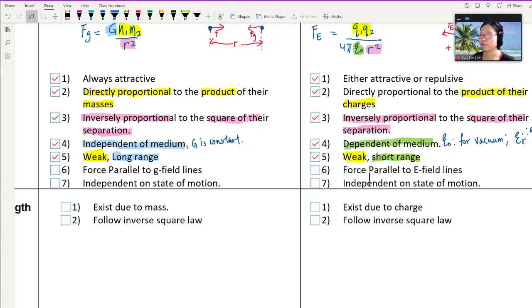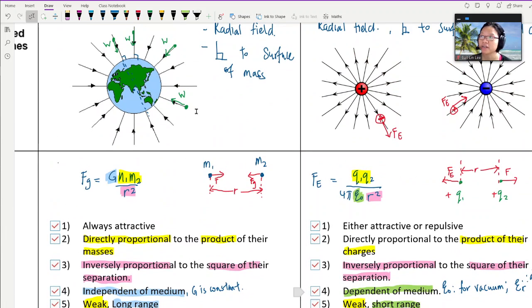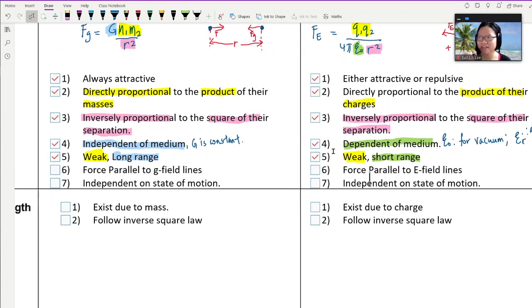Okay, and the following one would be, as I've drawn earlier before, the forces have to be parallel to the field lines. Okay, are there any forces that are not parallel? Yes, magnetic force. Think of your Fleming's left-hand rule. Okay, so that one we'll compare later since you have not studied magnetic force yet. Okay, and this too is independent of the state of motion.